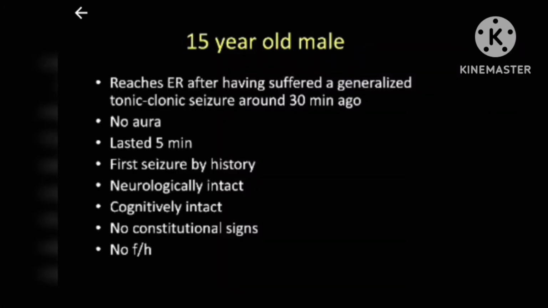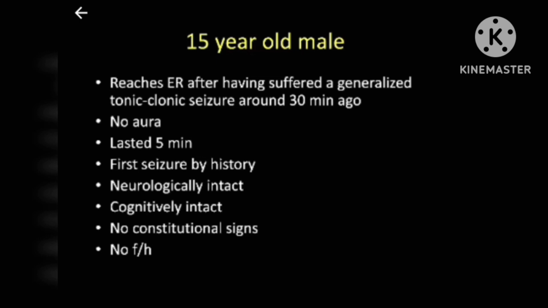Now I'll give you some examples. Nothing better than examples. Now, this is a 15-year-old male. All of them are patients. This patient reaches the ER after having suffered a generalized tonic-clonic seizure 30 minutes ago. Now, we'll have to ask whether this is a focal seizure or not. If it's a focal seizure, they'll almost always have an aura. And this fellow said, no, I didn't even know why it happened. So no recall. It lasted about 5 minutes. According to the history, it was the first seizure. So this patient has had a first seizure, by history generalized tonic-clonic. So we know it's a generalized seizure.